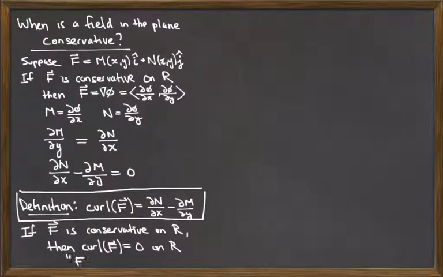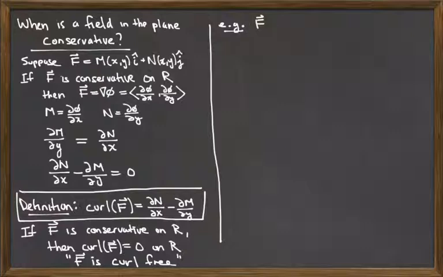Loosely speaking, conservative fields are curl-free. They have no curl at any point on the region where they are conservative. So our condition right now is if f is conservative on a region, then it is curl-free on that region.